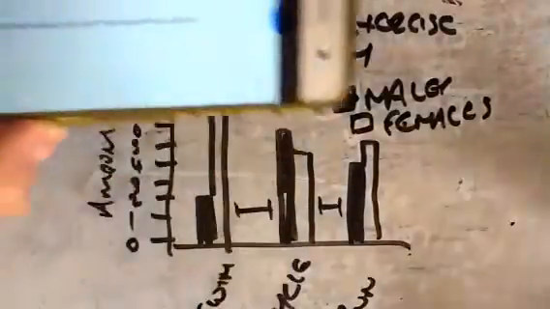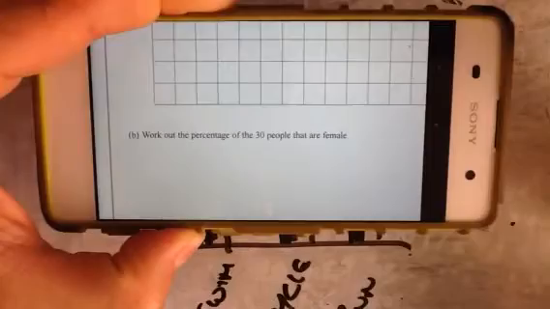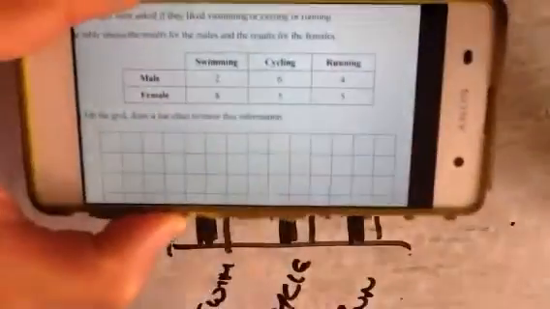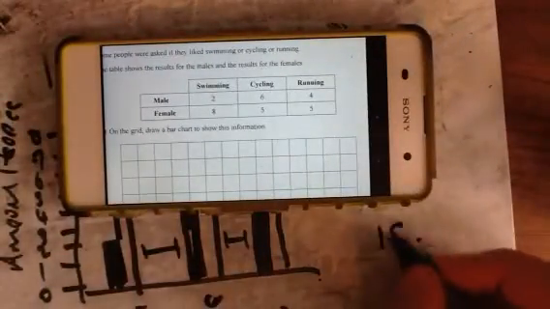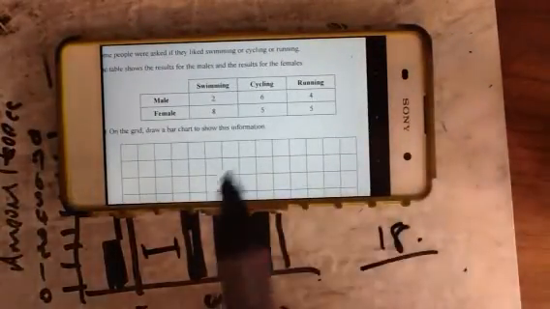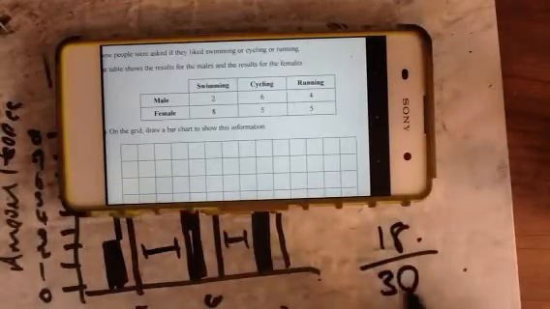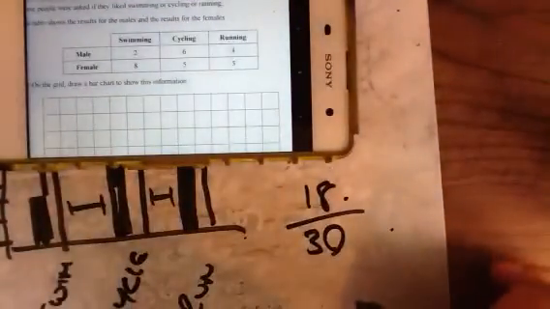Okay, the second bit. Work out the percentage of the 30 people that are female. Right. So I'm actually just going to use this table again. If I add up all the females, I've got 18. Okay, so we know that's 30. So it changes to a percentage.